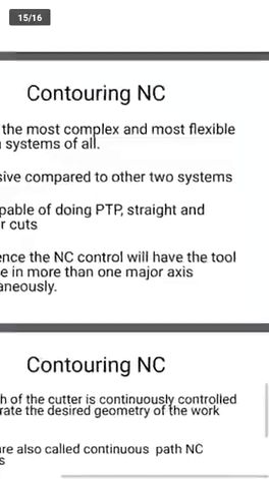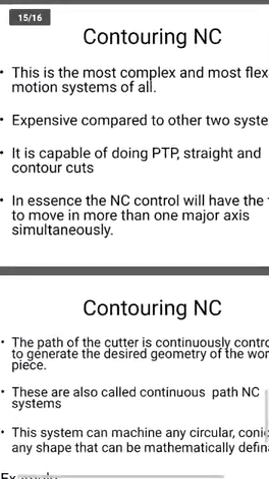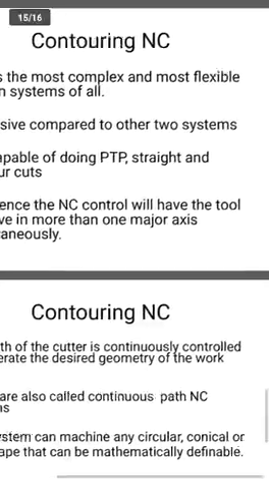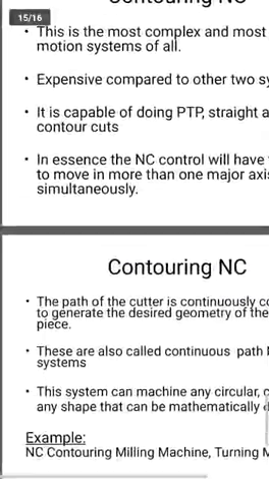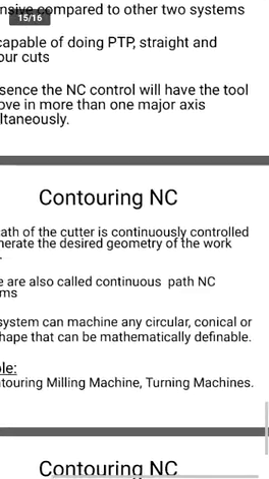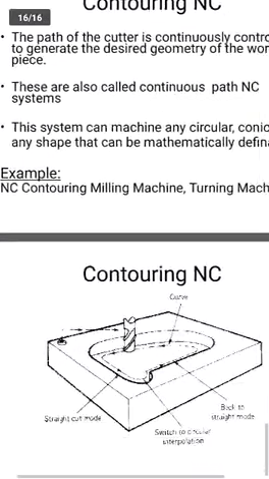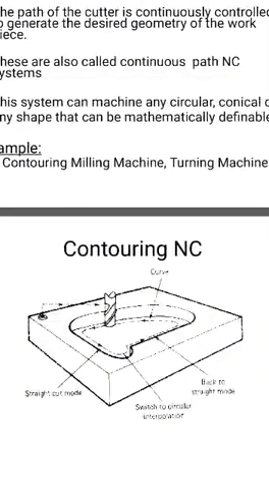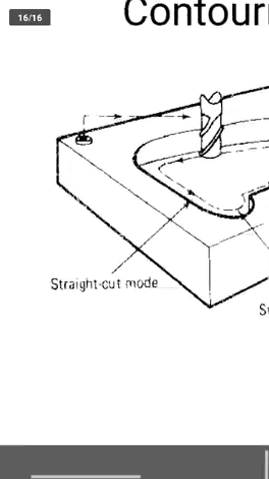What will this contouring NC machine do? This is the most complex and most flexible motion system of all. It is expensive compared to the other two systems. It is capable of doing PTP, straight cut, and contour. In essence, the NC control will have the tool move. This is the diagram of the contour NC machine. It drills holes, roundly or in curved positions.